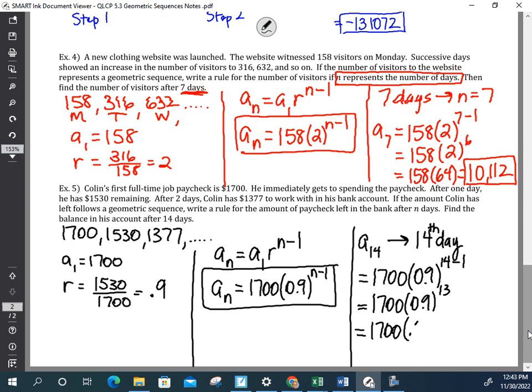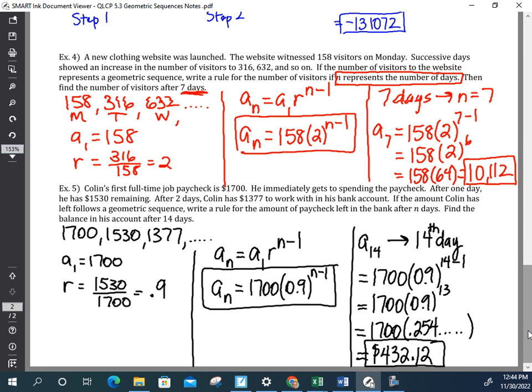So you get 0.254 and a whole bunch of numbers after that. If you're working with a graphing calculator or a scientific calculator, just use all the numbers in the calculator. Take that answer, multiply it times 1,700, and after 14 days, Colin has in his bank account $432.12. So, why was 14 days chosen? Because chances are after 14 days, he's probably getting another paycheck.